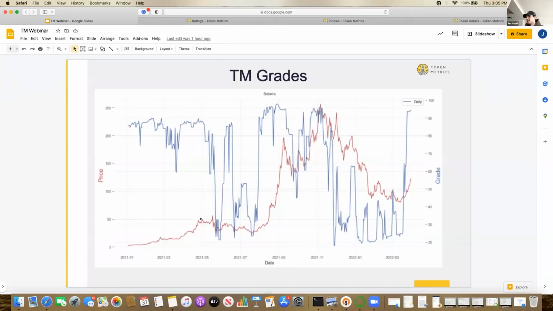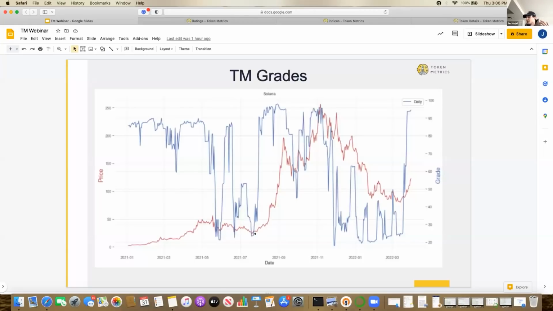The price is in red on this axis right here. And then the TM grade, the time series of the TM grade, is the blue curve here on this axis right here. So the TM grade goes from 0 as extremely bearish all the way up to 100 as extremely bullish. And this visual shows you how this TM grade works.